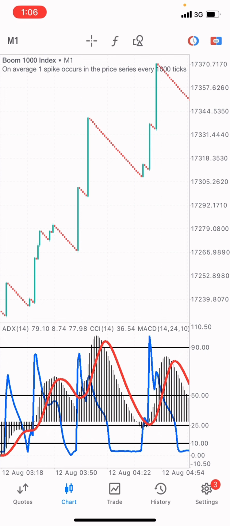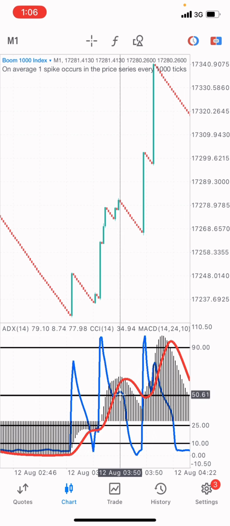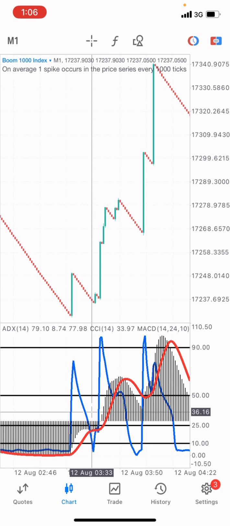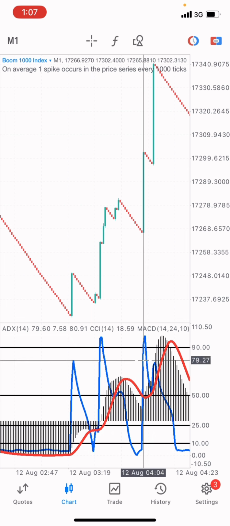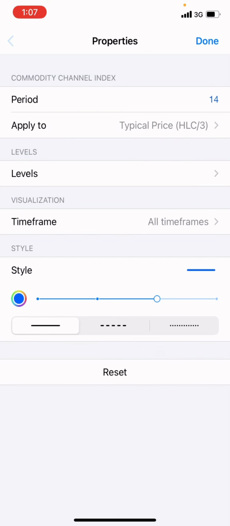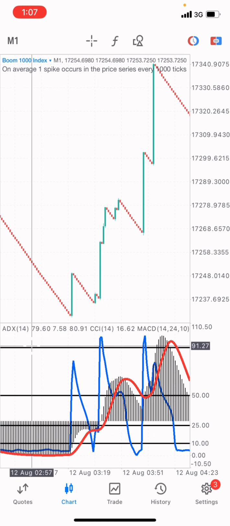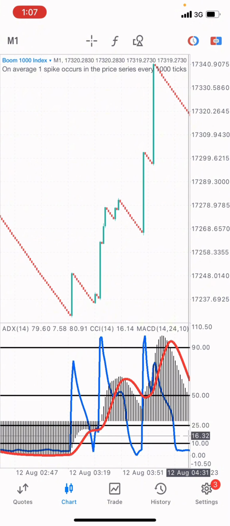All right, okay, so we're back on the chart right here, and what we can clearly see is the commodity channel index, the MACD, and the average directional movement index. So this strategy goes different ways, okay, and they all work together. Now this is the MACD right here, and this line right here is the commodity channel index, which is the line we put the color of blue. This blue line right here, this straight one here, is the commodity channel index. This level, the level of 90, 50, and 25 plus 10. This red line is also the MACD.